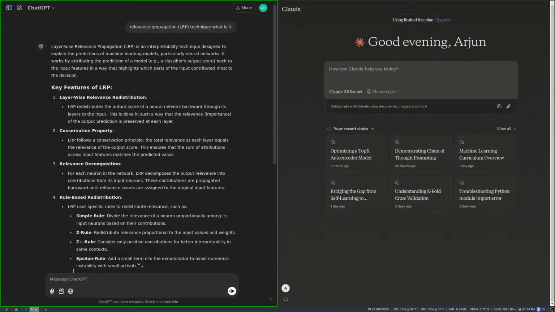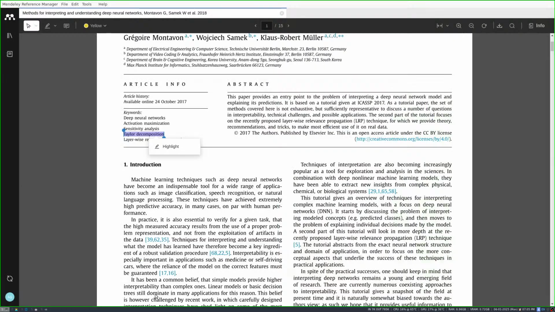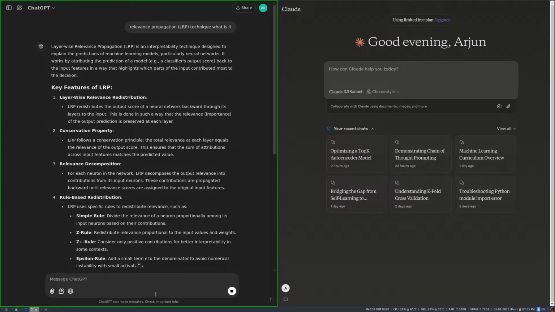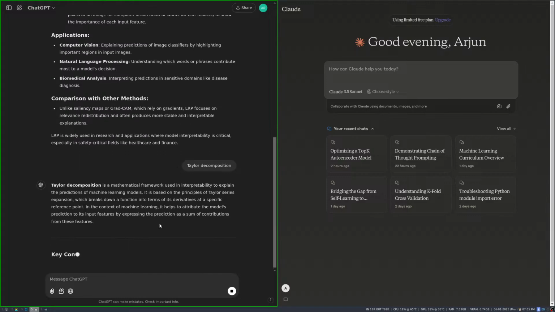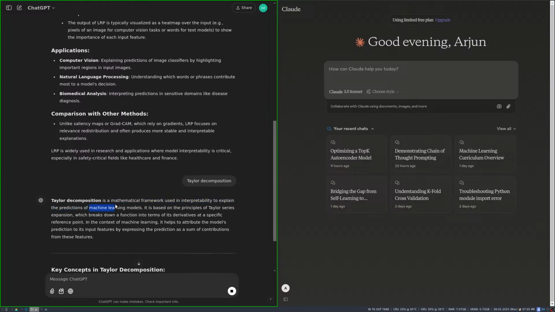Before I start, I just want to revise what Taylor decomposition is. Isn't it a way to approximate a function? A mathematical, no, it's not a Taylor function. A mathematical framework used in interpretability to explain the predictions of machine learning models.